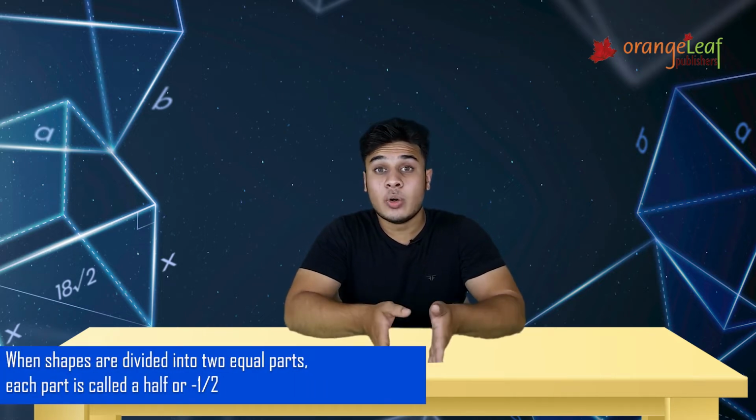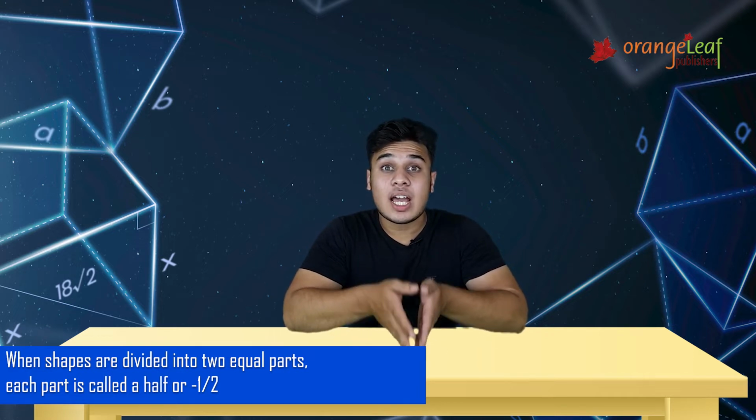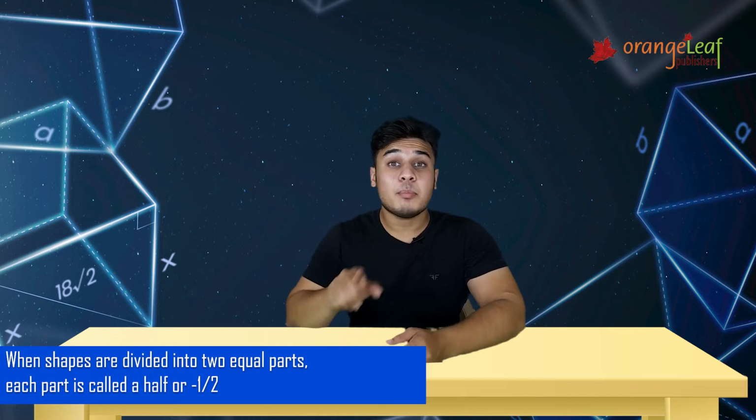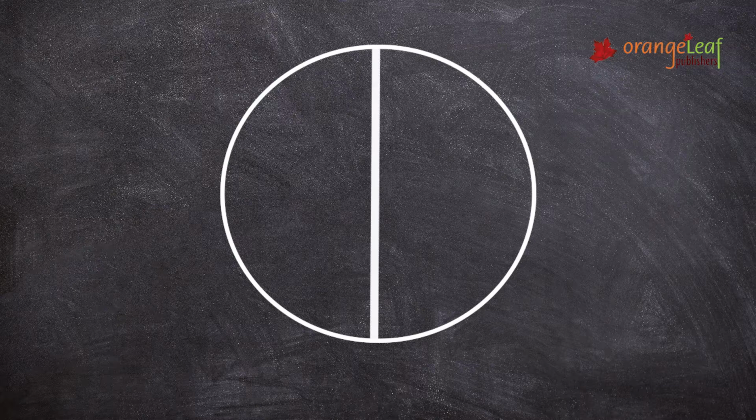Fractions of a region. 1/2. When we divide a whole into two parts, then the two parts are called halves. We can write each as 1/2. For example, here is a circle. If I divide it equally, we get two halves of the circle.